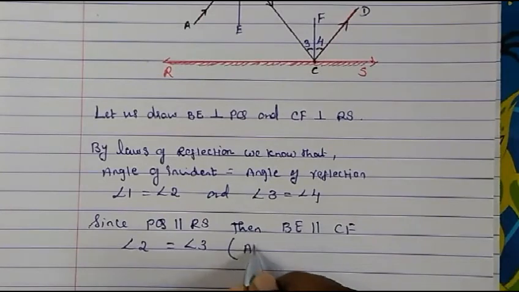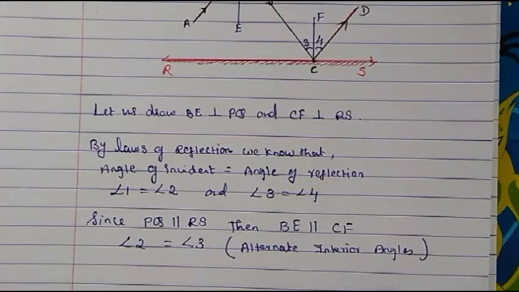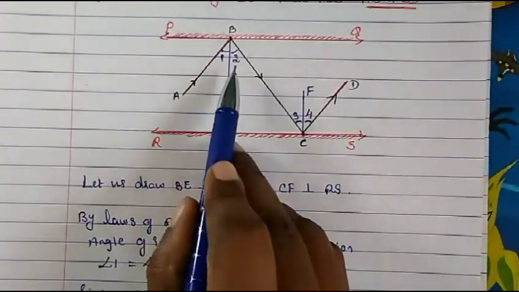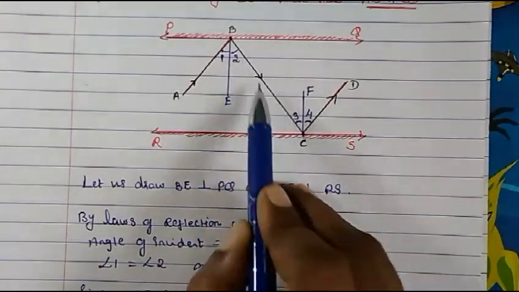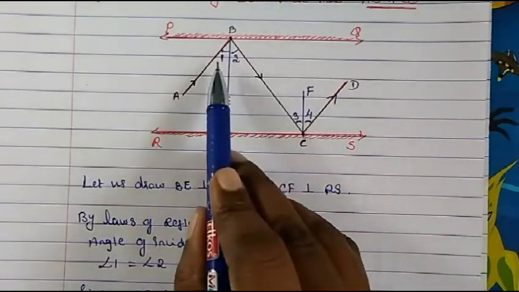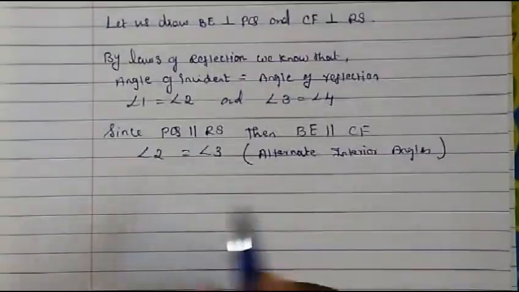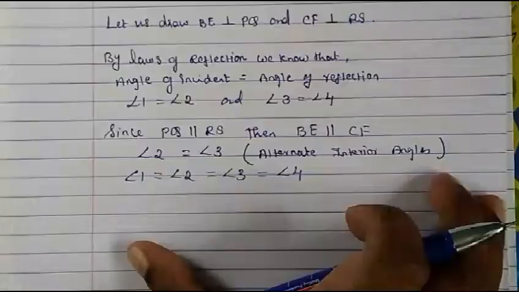Why? Because they are alternate interior angles. And I told you alternate interior angles are equal to each other when lines are parallel. So already we said that angle 1 is equal to angle 2, angle 3 is equal to angle 4. Now we are saying angle 2 is equal to angle 3 because they are alternate interior angles. So if this is equal to this and this is equal to this, then all are equal to each other. So can we say angle 1 is equal to angle 2 and angle 2 is equal to angle 3 and angle 3 is equal to angle 4? So all angles are equal to each other.